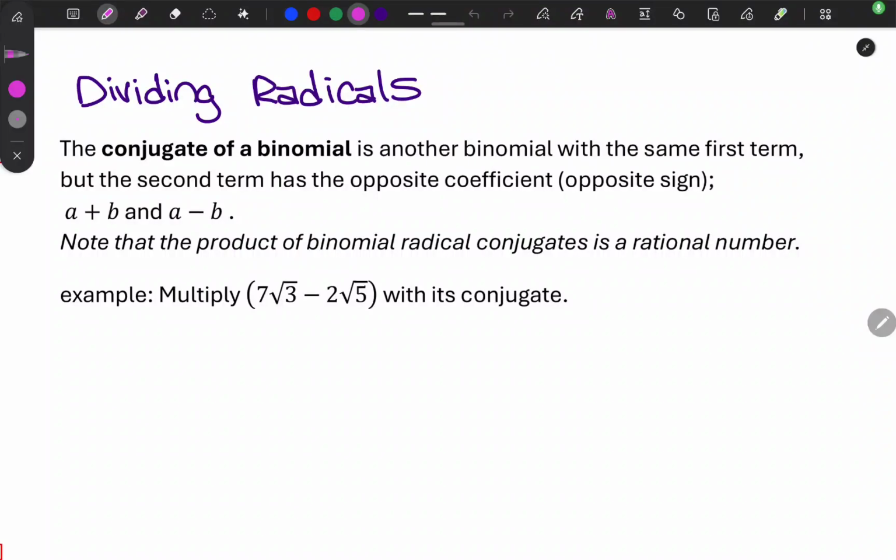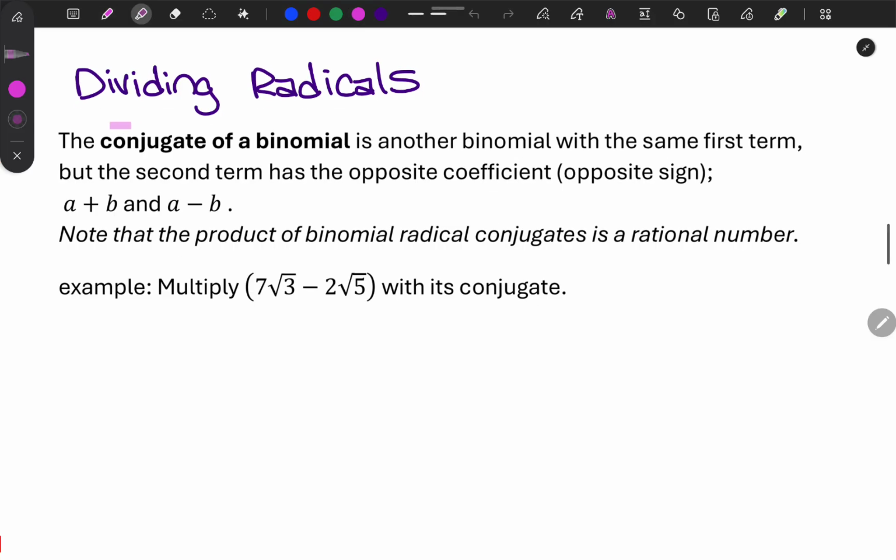Today we're going to look at dividing radicals. Before we get started on that, we're actually going to introduce one more form of convenient multiplication, and to do that we need to introduce a little bit of new vocabulary. So the word we're introducing is the conjugate.